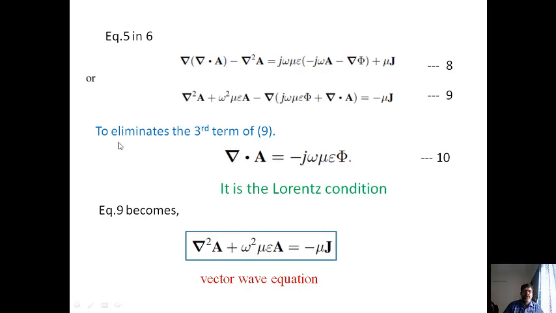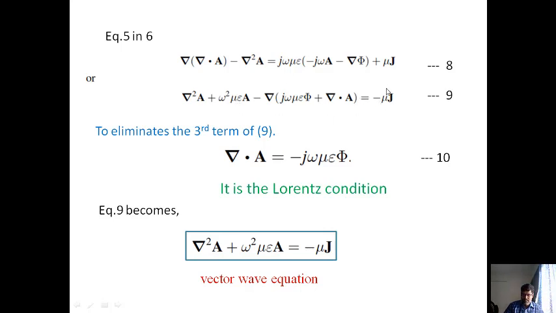Here, we need to eliminate the third term. Why do we need to eliminate it? If you see this ninth equation, you can see that it is a second order partial differential equation. So it is like del square A plus some constant times the variable A, which equals some source. If we are able to write it that way, it will look like a wave equation.